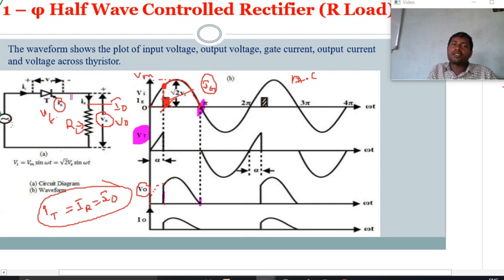If the thyristor is turned on, it will be short circuited and the voltage across it will be 0. So when it turns on, the voltage across the thyristor will be 0, until this point, up to this area. In this area the thyristor is turned on, and it is shown as short circuited.